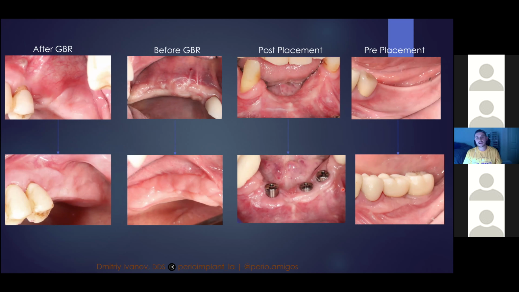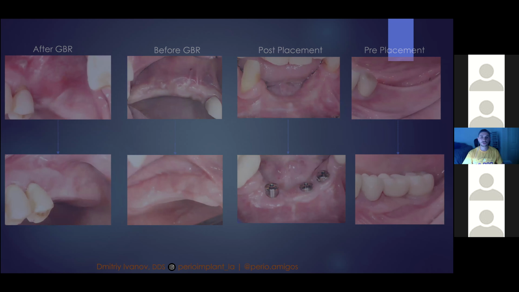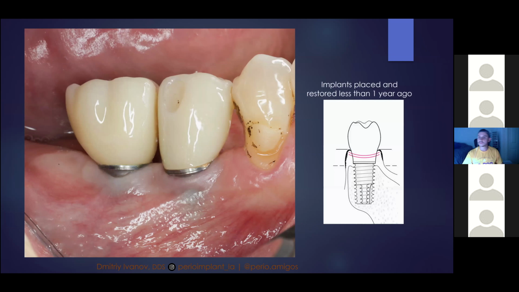Post-GBR is very common reason why we do a free gingival graft, especially in very resorbed areas where a large graft was done and the tissue was so coronally positioned to get primary closure that we need to reestablish that. As you can see, this is after GBR, and this is after free gingival graft was done to reestablish it. Before GBR, in some cases, that helps to maybe improve tissue quality, post-implant placement, and pre-implant placement. So depending on the situation, I'll show you a few cases.